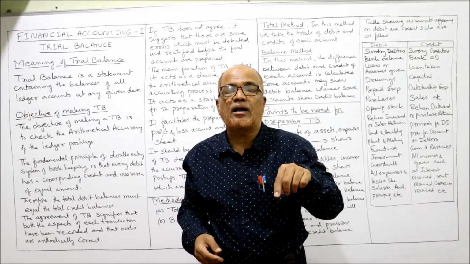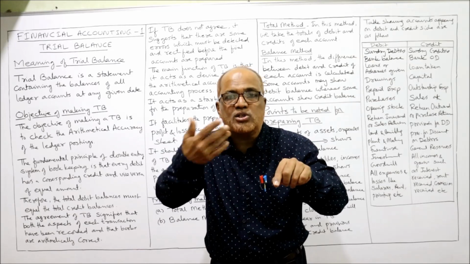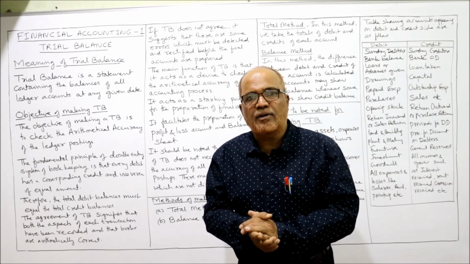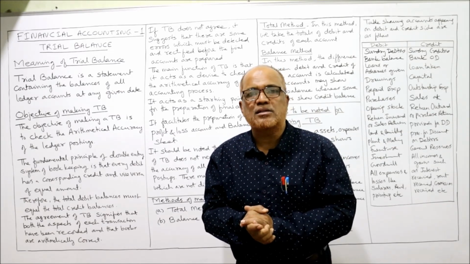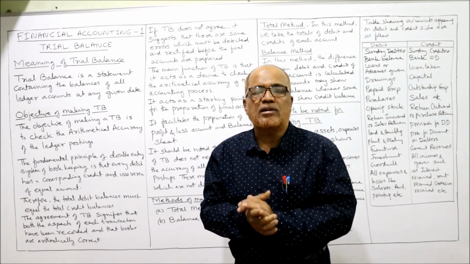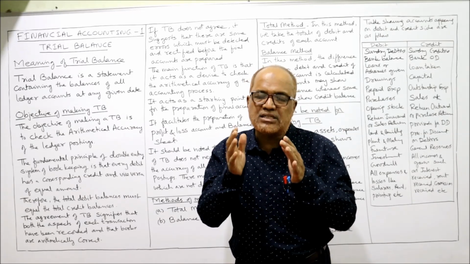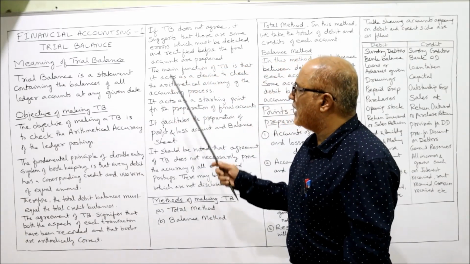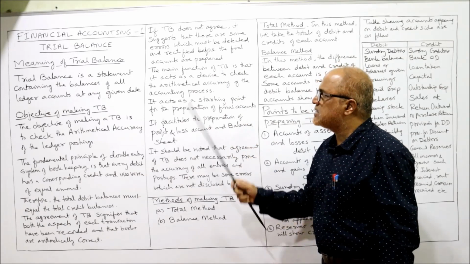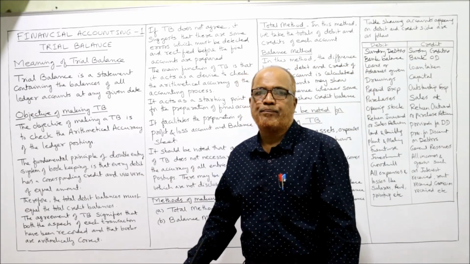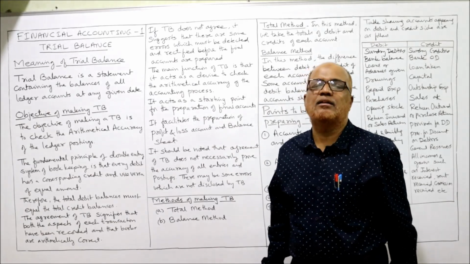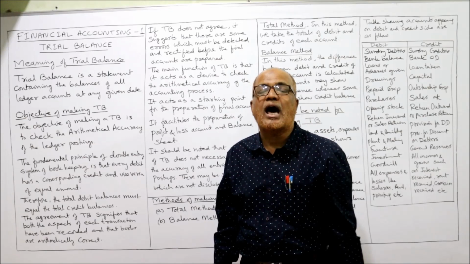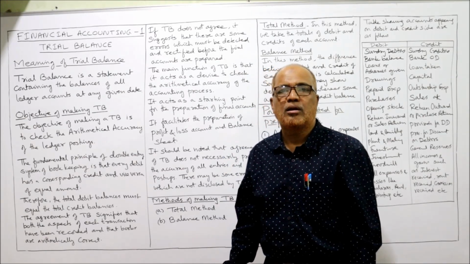In spite of the trial balance agreeing, it is possible that there may be some errors in the books of accounts. But the importance of the trial balance is more. Without making a trial balance, it will be very, very difficult. So to check the arithmetical accuracy, it is better to make the trial balance. So here I have explained the main function of the trial balance: it acts as a device to check whether the books are arithmetically correct or not.